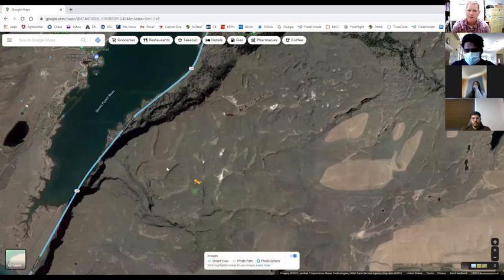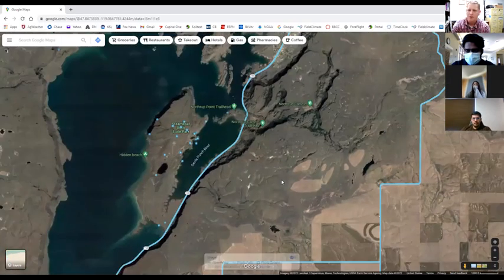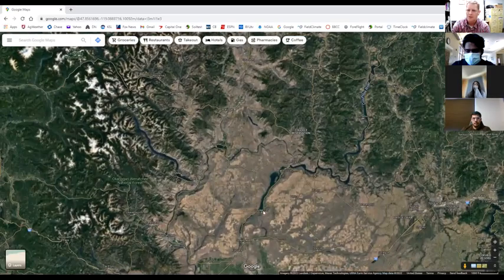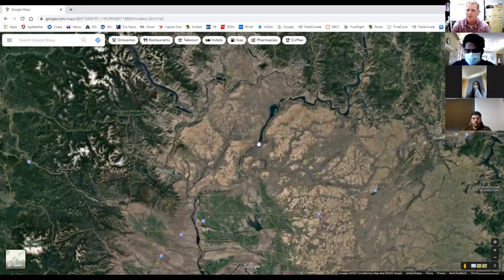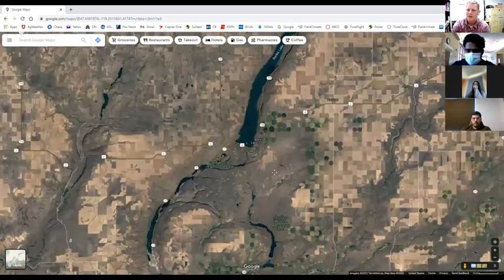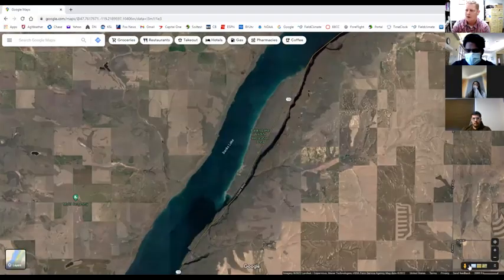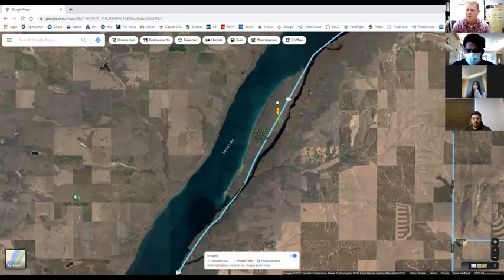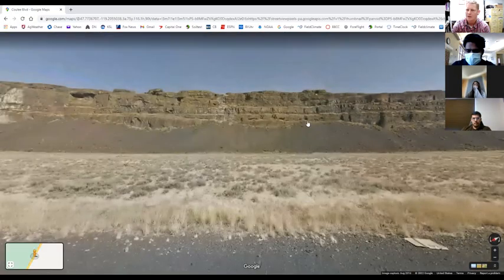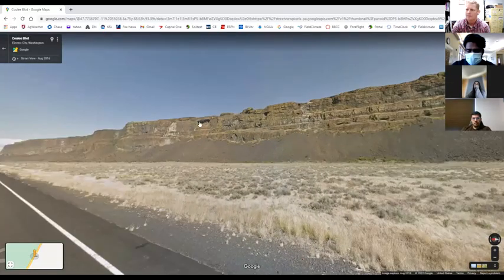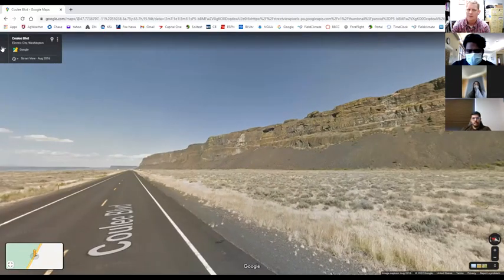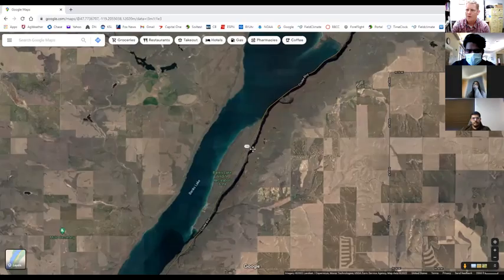Let's drop ourselves. We're still on. Let me zoom out a little bit, show you where we're at. So Moses Lake, Soap Lake, again moving up through Coulee City, and this highway up here. This is going to look awfully familiar to what we looked at yesterday. But look at this, basalt, right? Basalt cliffs. Now let's move up the highway a little bit.